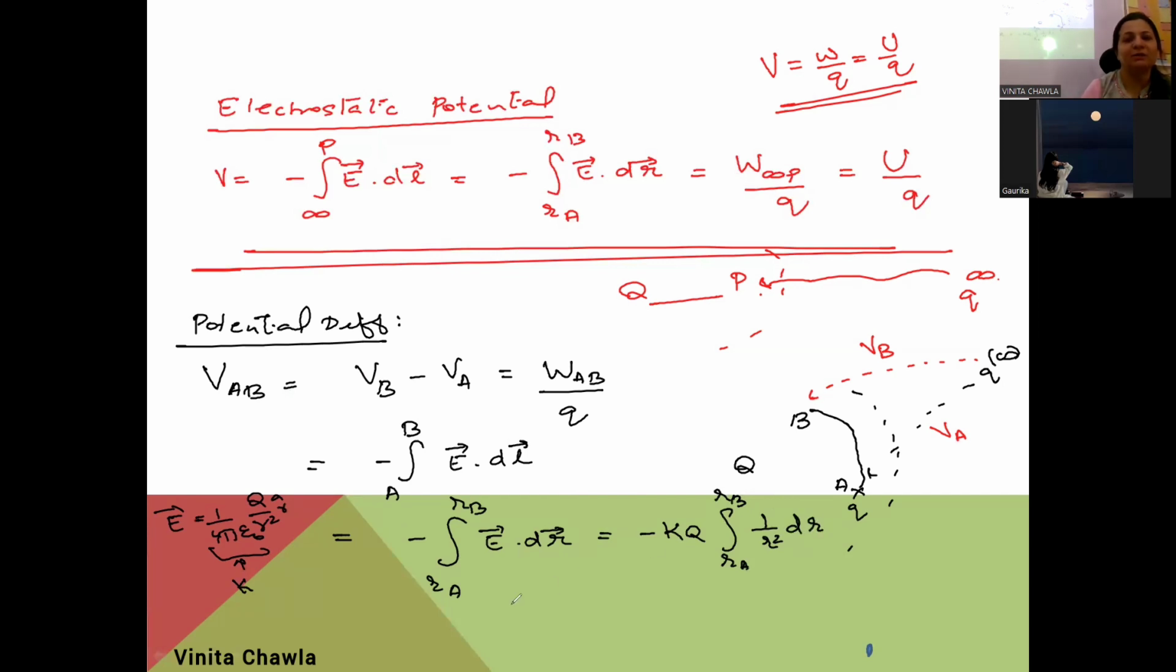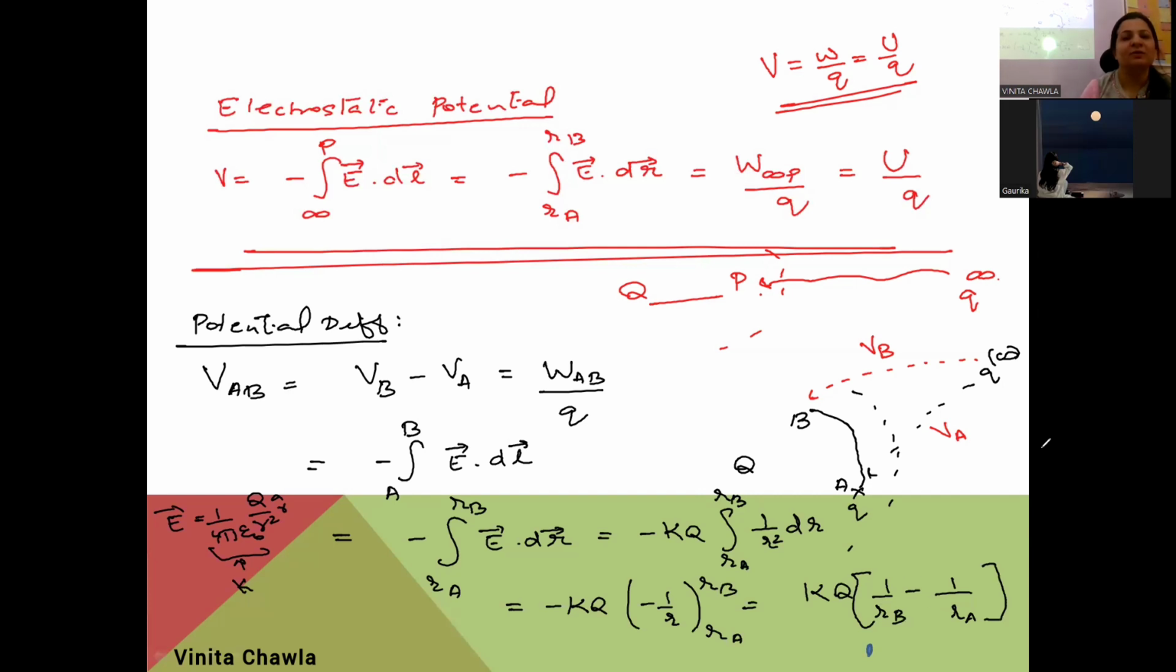This integral of 1 upon R square is minus 1 by R. Put the limits RA to RB. Minus minus plus. What will we get? First we will write the upper limit of R, and then we'll write the subtraction sign, and then we'll write the lower limit. So this is the final answer: KQ by RB minus KQ by RA. This is what we are getting.